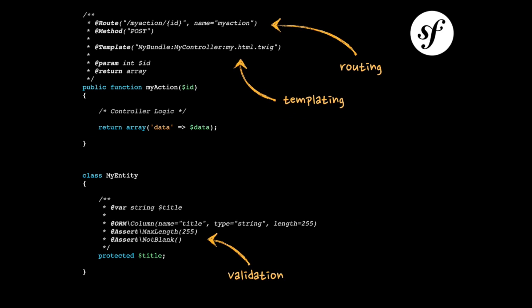Another example is from Symfony, which actually uses it for a few more things, but the main ones are things like routing, pointing to which template the controller should be rendering, so you don't have to put that in your code all the time. It also does validation and a whole bunch of other things like parameter conversion and similar things. So there's quite a bit of these examples within Symfony.